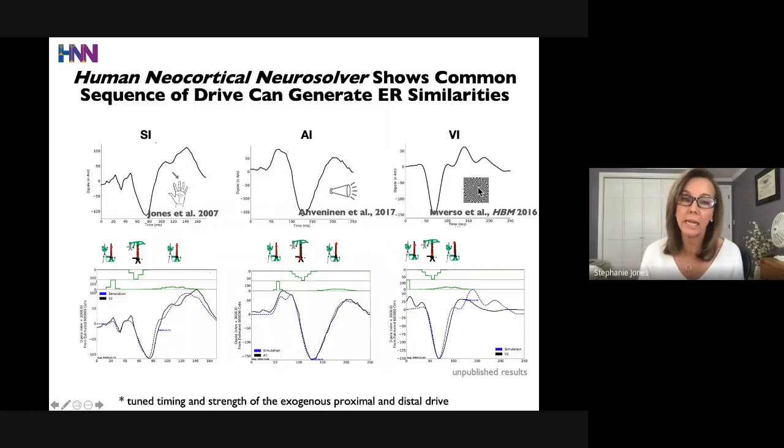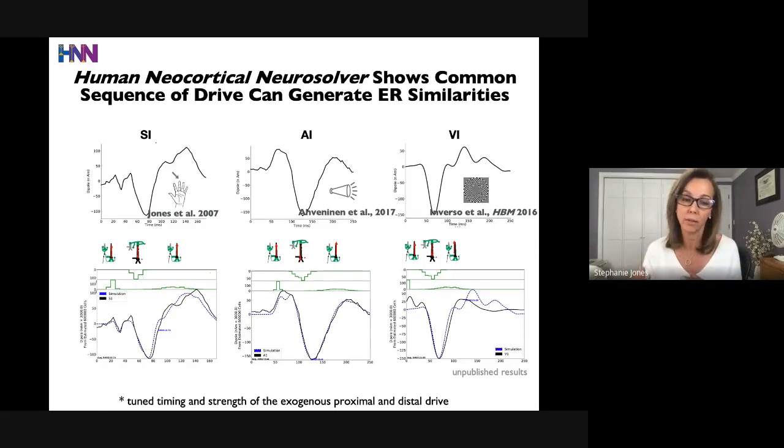And one of the things that's really interesting about these responses is while there's clear differences, they have a similar pattern. They all start by going up, and then they go down, and then they go up again. And what we've shown with HNN, and this is, well, I guess now the A1's published, but not the V1, is that these three patterns of evoked responses can be generated by the same sequence of input. You get a feed forward, followed by a feedback, followed by a feed forward. And so again, here's the histogram of the driving input.